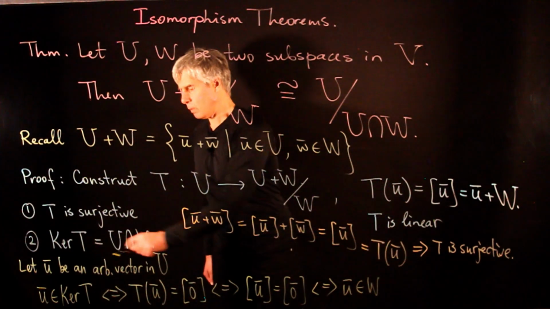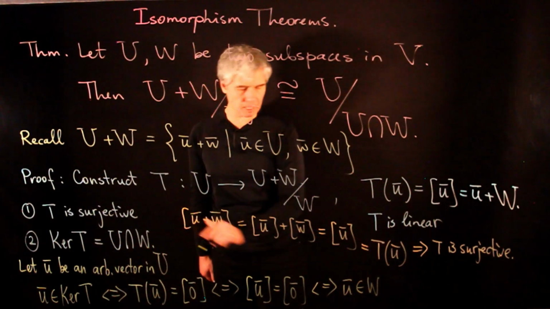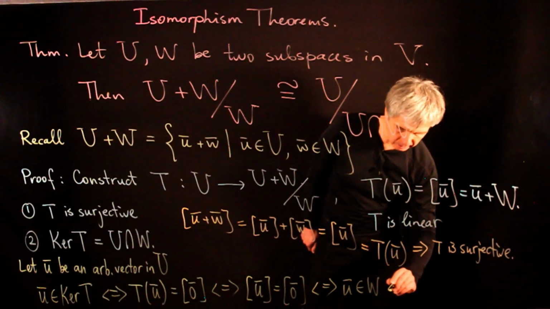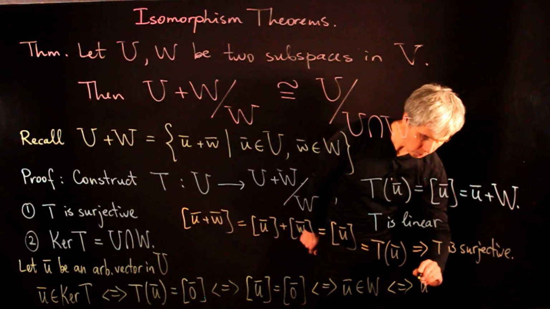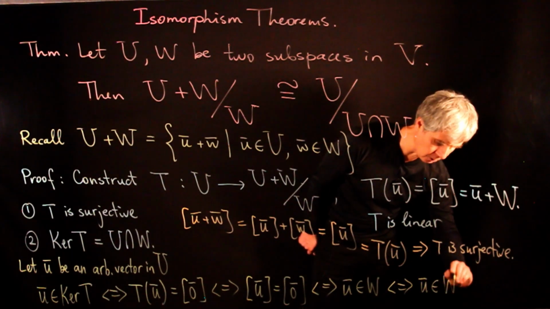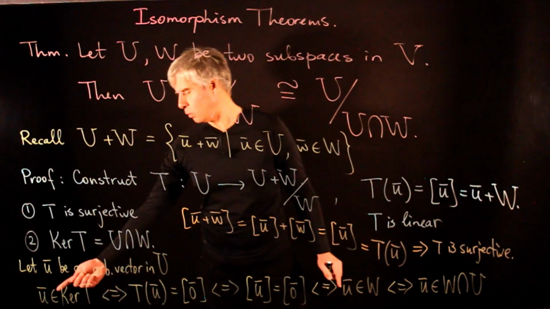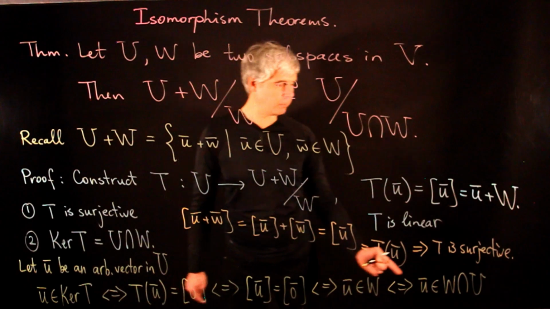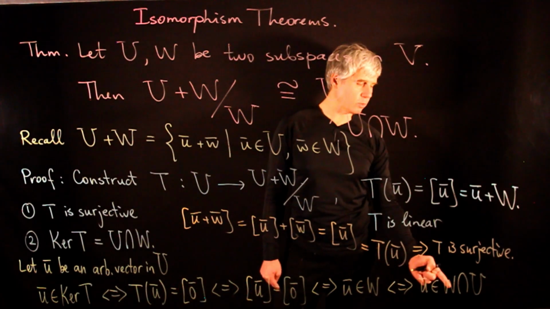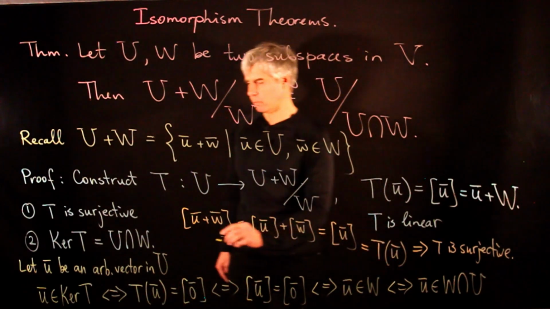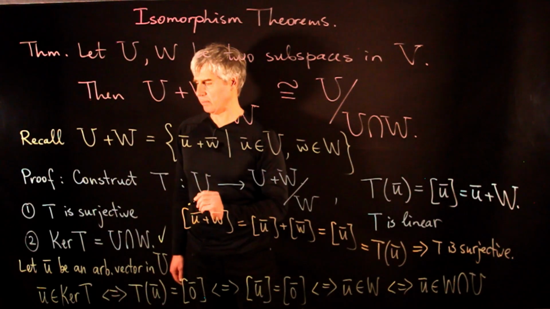And because to begin with, vector U was in the subspace U, we see that this is equivalent to saying that U is in the intersection of W with U. And now we see that U is in the kernel of T, if and only if it's in the intersection of U with W. So we get the equality of these two sets.